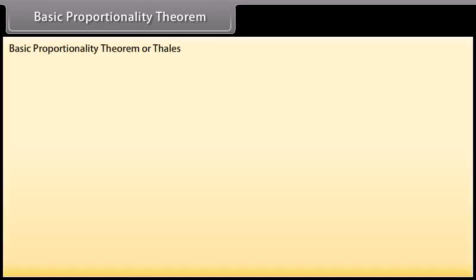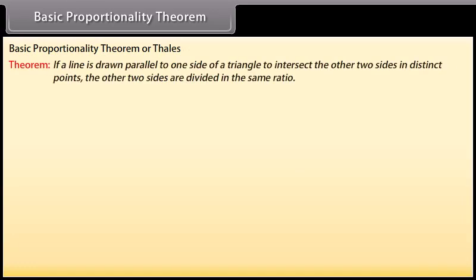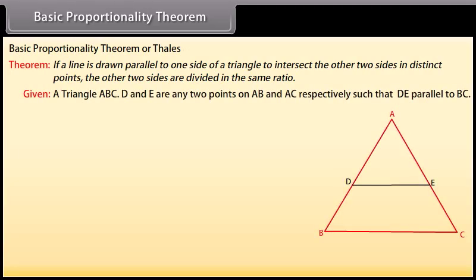Basic proportionality theorem or Thales theorem. If a line is drawn parallel to one side of a triangle to intersect the other two sides in distinct points, the other two sides are divided in the same ratio. Given a triangle ABC, D and E are any two points on AB and AC respectively such that DE is parallel to BC. To prove AD/DB = AE/EC.